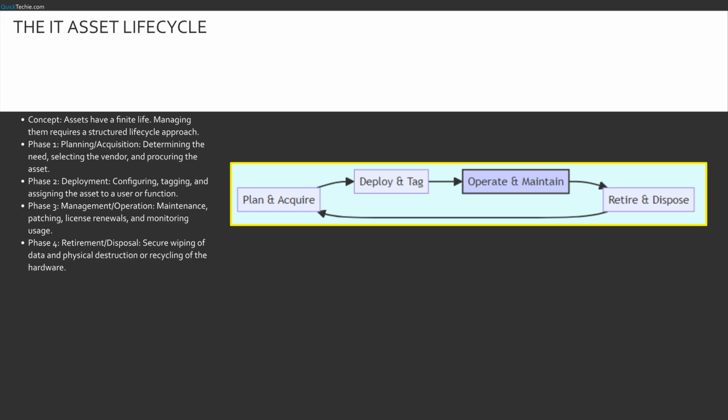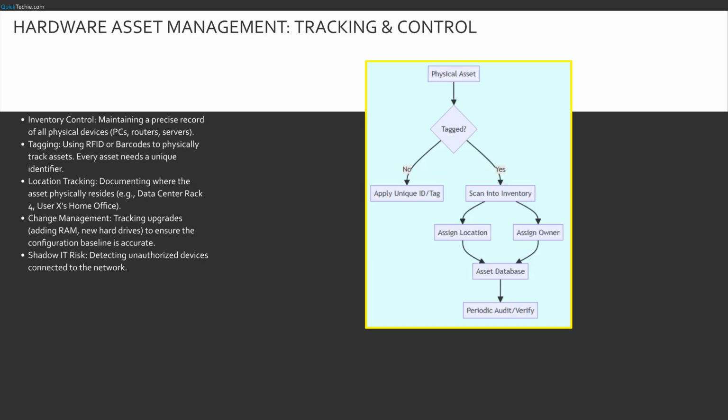Here is the asset lifecycle. We move from planning and acquisition on the left to deployment and tagging. Then we enter the operation and maintenance loop. Finally, we reach retirement and disposal. The arrow loops back, because the disposal of an old asset often triggers the planning for a replacement, keeping the cycle alive.